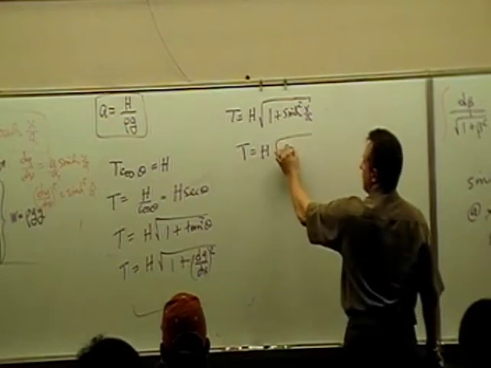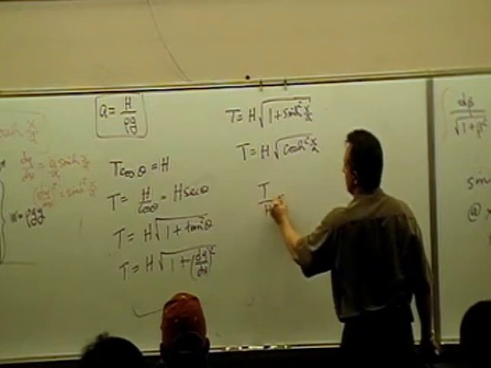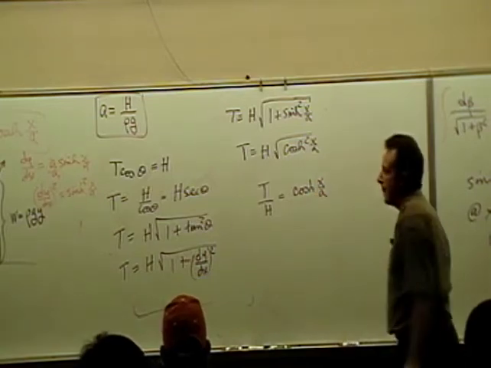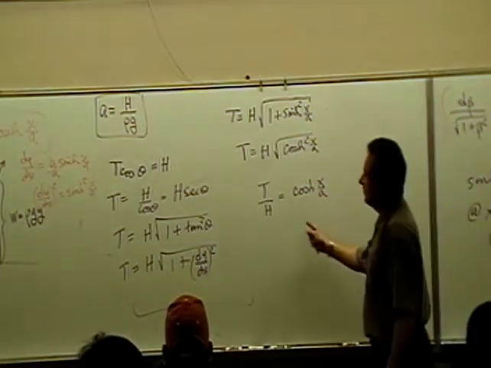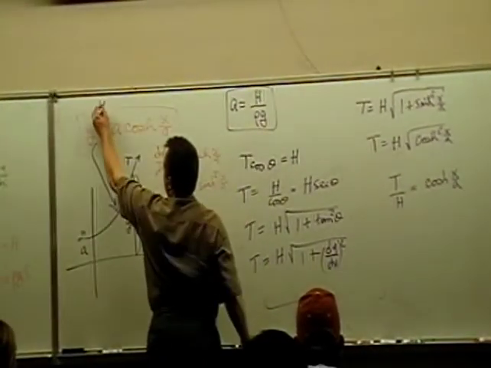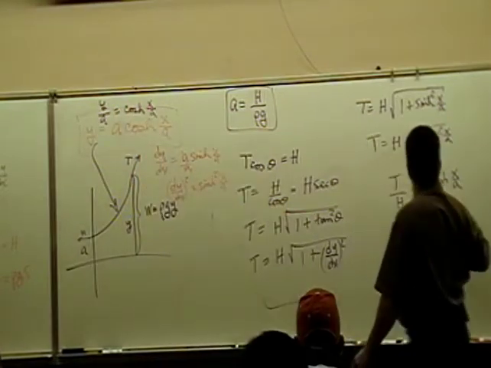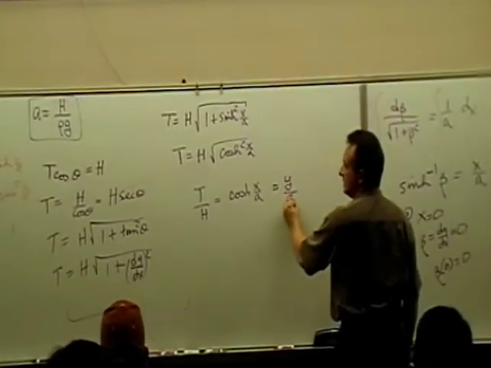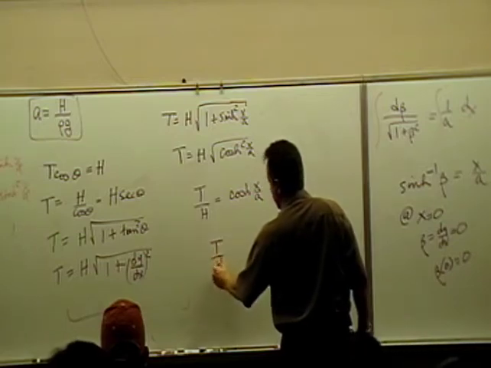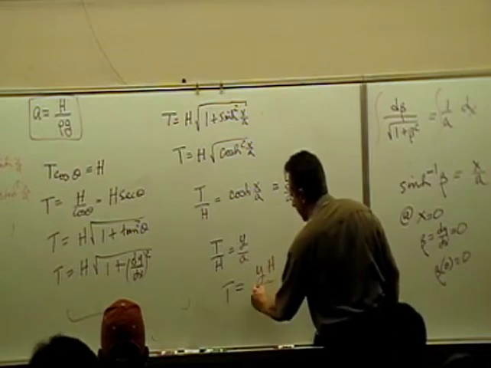...square roots of hyperbolic cosine squared of x over a, which is just t over h equaling the hyperbolic cosine of x over a. Well, if you look at your original function, y over a, isn't y over a equaling the hyperbolic cosine of x over a? So I'm going to do a substitution. This quantity is just equal to y over a, isn't it? So I have t over h equaling y over a, or t equaling y times h over a.